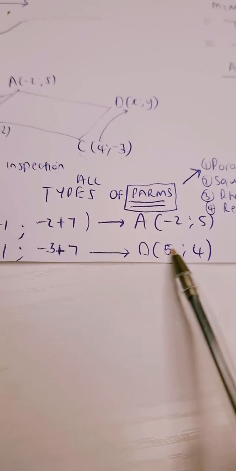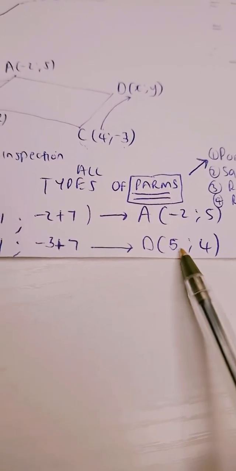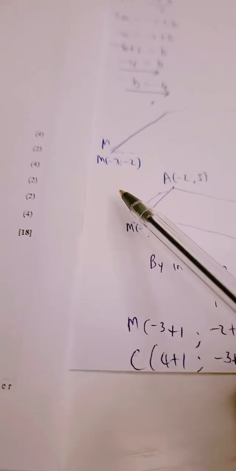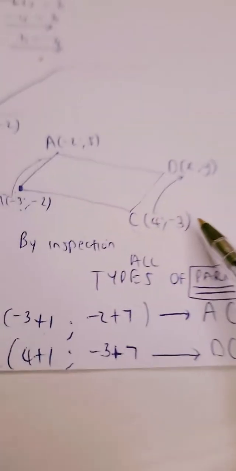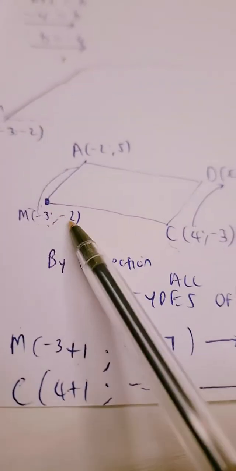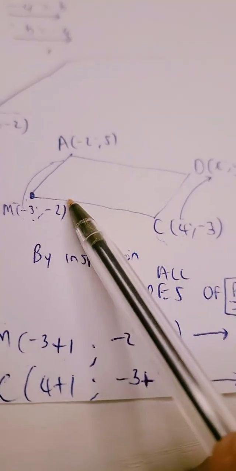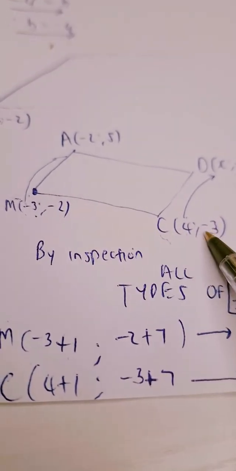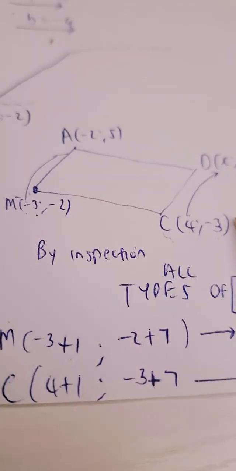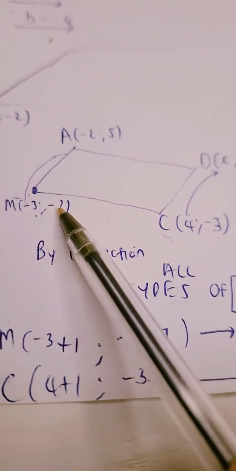We add 7. We get 5. You see, we still get the same x coordinate that we had gotten when we checked with this side. Look at this one now. -2 to get to -3. What did we do to the -2 to get to -3? We subtract 1. Very good, Khotazo.